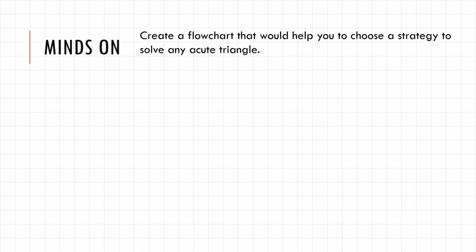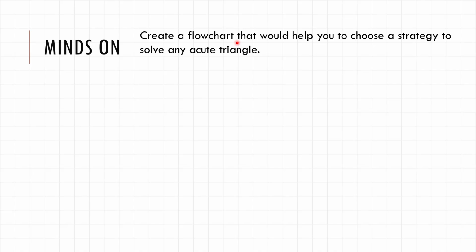To get started, let's create a flowchart that we can use to help us solve any acute triangle, so to find any side lengths or angles. Now, we've learned a lot of different strategies by now. Hopefully, you know some like the primary trig ratios or the Pythagorean theorem or even the sine law or cosine law. But which one should you use if you see a triangle that you need to solve for? Pause the video here and see if you can do this. Create a flowchart that will help you choose the best strategy to use in any situation.